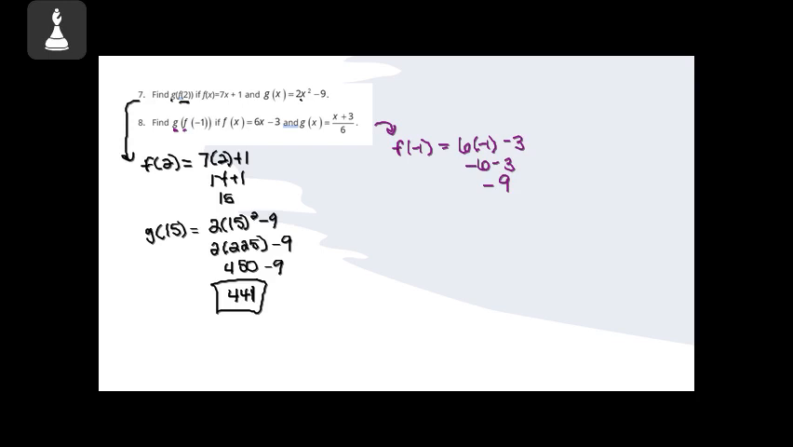So g of negative 9 using my g function, x plus 3 over 6. So instead of x, negative 9 plus 3 over 6. Negative 9 plus 3 is negative 6. Divided by 6 is going to give me negative 1 as the final answer. And that is the end of this section, so you can go on and do your homework.